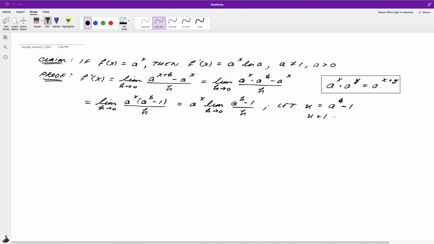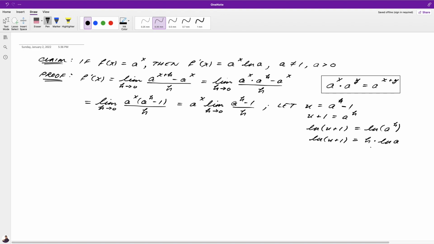u plus 1 is equal to a to the h. It also means that the natural log of u plus 1 is equal to the natural log of a to the h. And that means that the natural log of u plus 1 is going to be equal to h times the natural log of a, using the power rule for logs, which I've proven in a previous video. Very good.